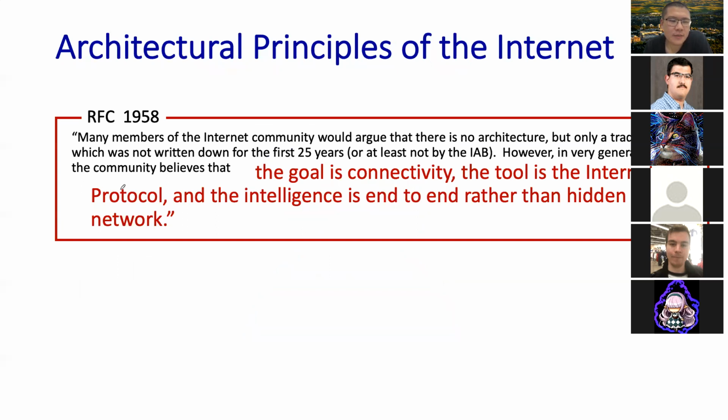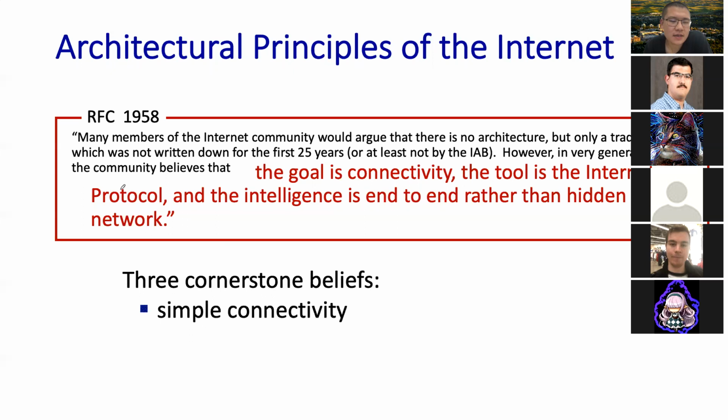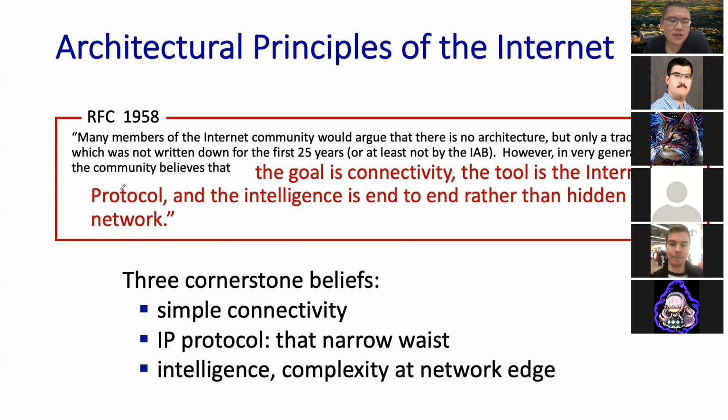Here is another principle called the architectural principle of the internet. I just want to quickly go through that. I think this is a straightforward, simple connectivity IP protocol that narrows the waist and puts intelligence complexity at the network edge. So I will explain later why we introduce several principles and new concepts here, otherwise maybe you will be confused. This is called the architectural principle. The goal is connectivity, the tool is the internet protocol, and intelligence is end-to-end rather than hidden in the network. So this is the architectural principle of the internet.